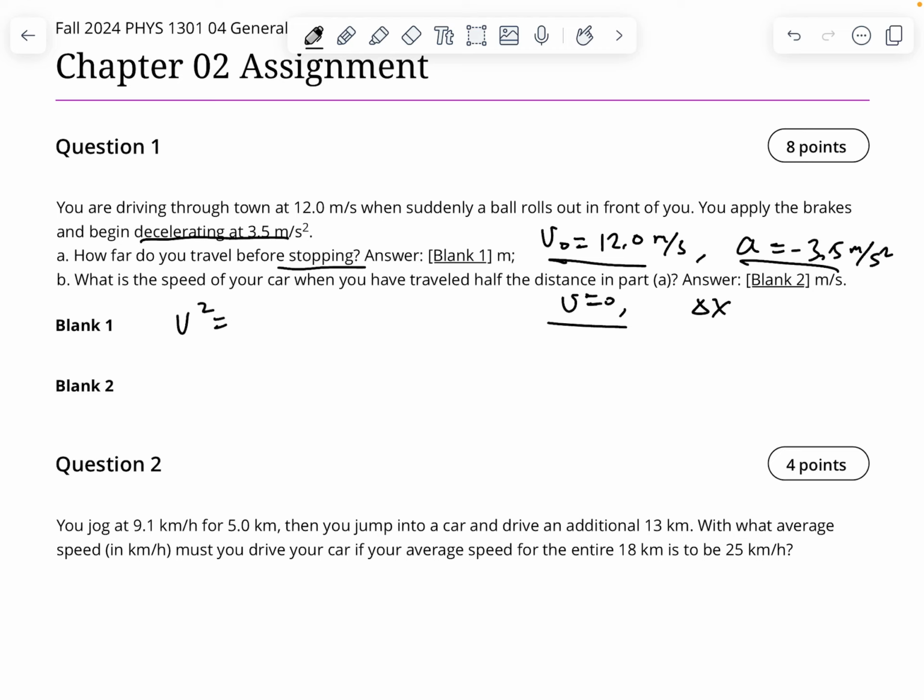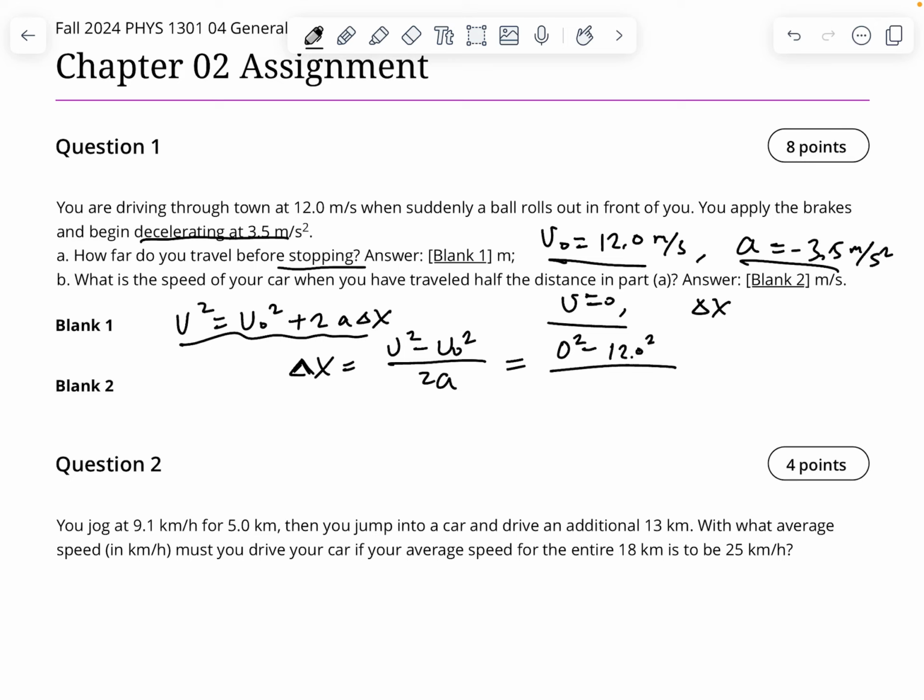So what do we use? We use this equation, V squared equals V naught squared plus 2a delta X. So delta X equals V squared minus V naught squared, divided by 2a. Just move this equation around, and it equals 0 squared minus 12.0 squared, divided by 2 times negative 3.5. The top is negative 144, the bottom is negative 7.0, so this is 20.6 meters.